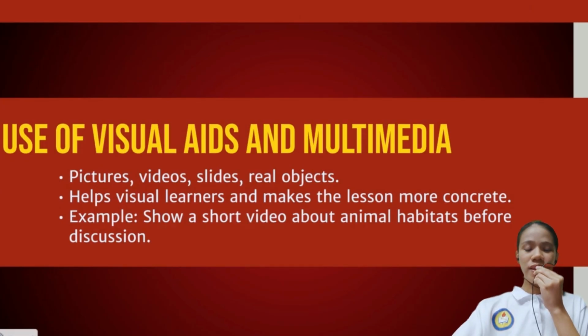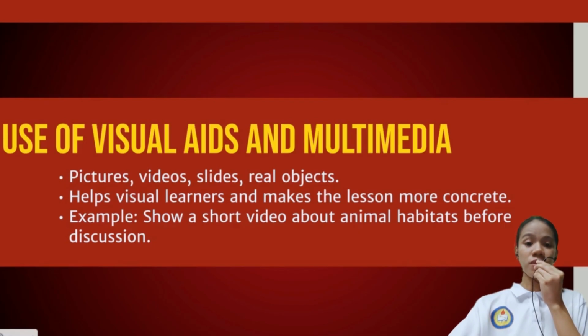The use of visual aids and multimedia is a teaching strategy that integrates images, videos, slides, charts, models, and real objects into the lesson to make learning more concrete, engaging, and accessible. This material supports students, especially visual and multisensory learners, by transforming abstract concepts into something they can see, hear, or even touch. This leads to better understanding, improved memory retention, and increased students' interest.